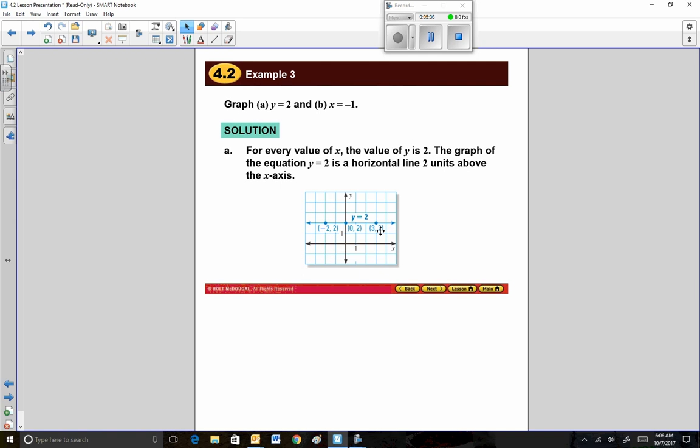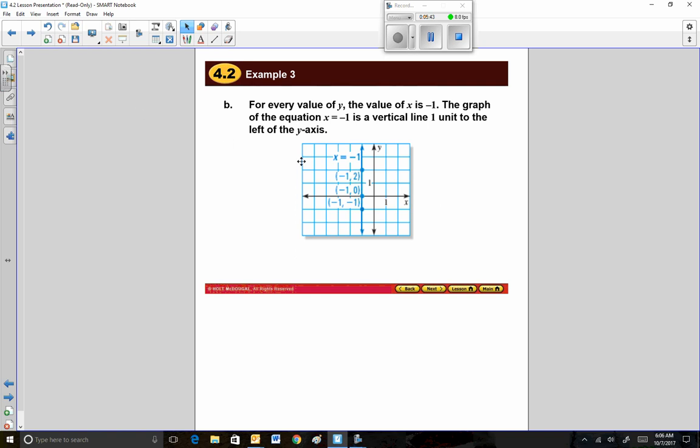Now let's take a look at if you have x equals -1. All right, next slide. Over on the x-axis, this is where x equals -1. X equals -1 here, x equals -1 here, and x equals -1 here. In other words, all along this entire blue line, x is -1. So that is the equation for this line. X equals -1 is the equation for the blue line.